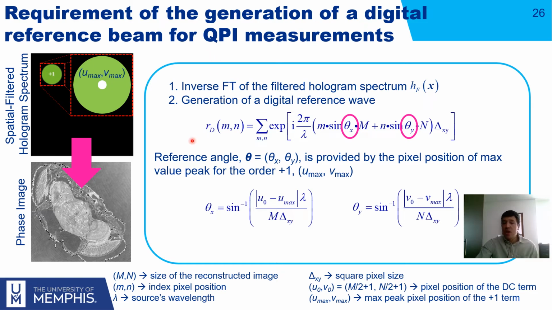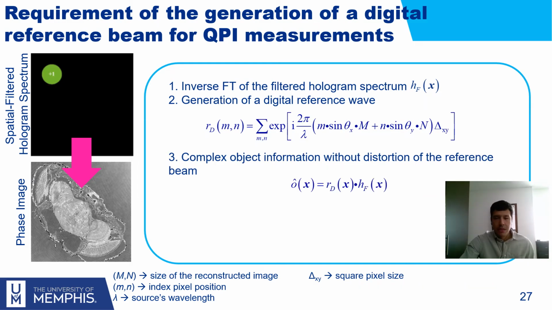Theoretically, if the reference waveform is a plane waveform, as we assume in the experimental setup, then the values of U max and V max can be determined by estimating the position of the maximum value within the +1 diffraction order. If this determination is accurately done, then the complex distribution scattered by the sample is the multiplication between the inverse Fourier transform of the filtered hologram and the numerically modeled digital reference wave.